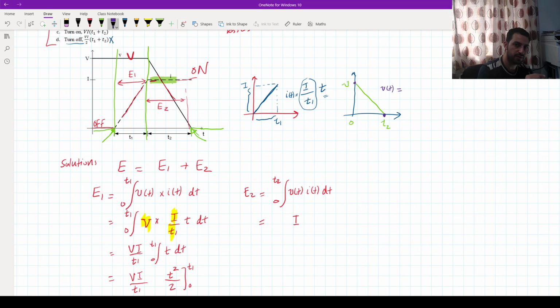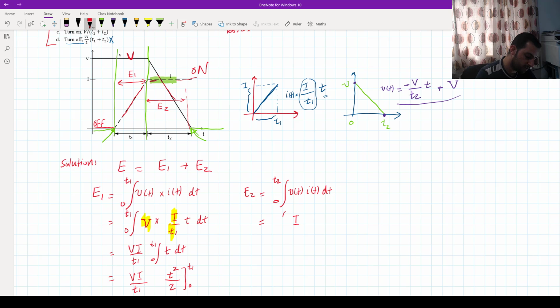So 0 minus V, so the slope is negative V divided by the duration, which is T2, multiplied by the function variable, which is T, okay? But that line is not starting from 0, it starts from V, so that's why it has an offset or displacement, okay? So that displacement should be added as V here. So now this is the function of the voltage that we should compensate in our equation.